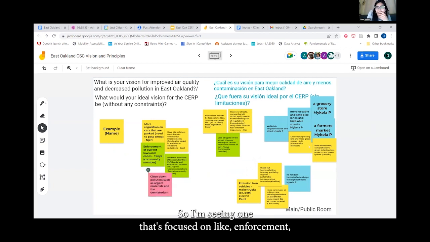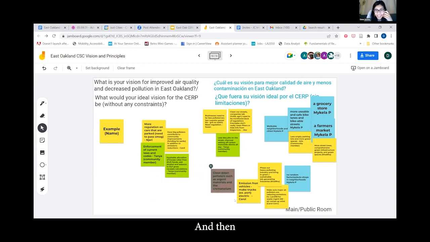Got it. All right. So I'm trying to see the clustering here. I'm seeing one that's focused on enforcement. The walkable, bikeable, having more street trees. There's one focused on businesses, making sure that they're getting enforced. Then there's one that seems to be focused on regulatory. Yeah, regulatory. Then okay, is that you, Kalila, moving stuff?